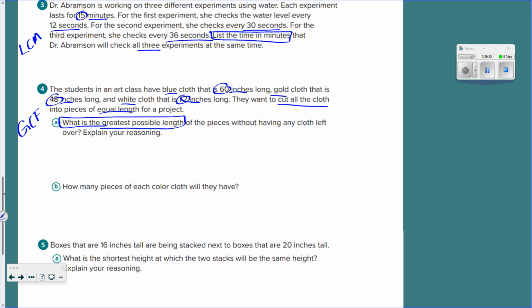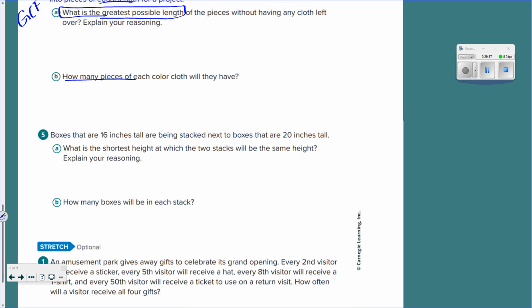Boxes that are 16 inches tall are being stacked. Boxes that are 20 inches tall. What is the shortest height at which 2 stacks will be the same height? And how many boxes will be in each stack? So again, on this one, we're looking for LCM. And that top line is going to tell you how many boxes are in each stack.